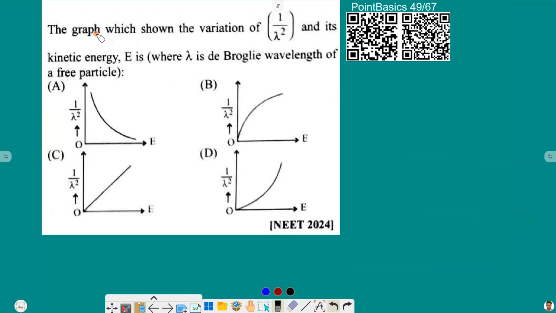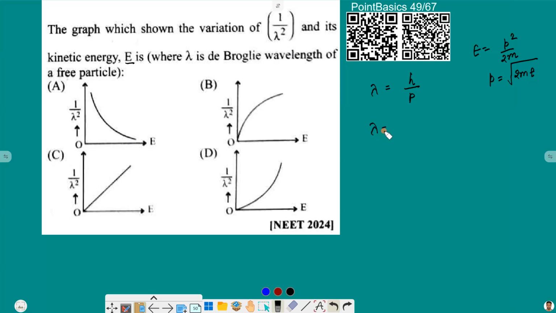Moving to the next one. The graph which shows the variation of 1 by λ squared and its kinetic energy E, where λ is the de Broglie wavelength of a free particle. Now for a free particle, we already know that de Broglie wavelength λ is h by momentum. Now we have to convert this momentum in terms of kinetic energy E, and we know that kinetic energy E is p squared by 2m. So from this, momentum is equal to under root 2mE.